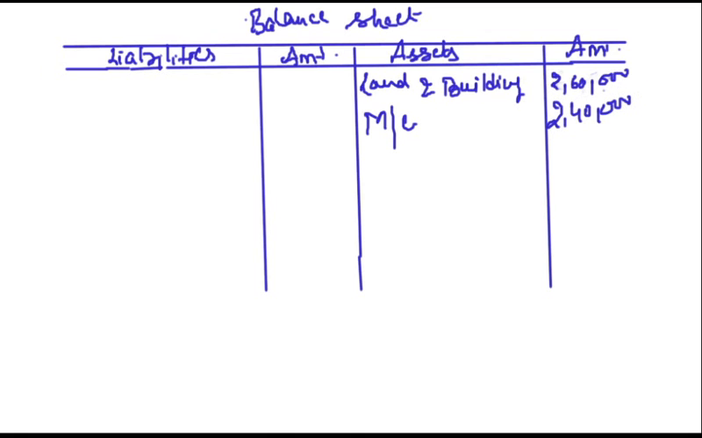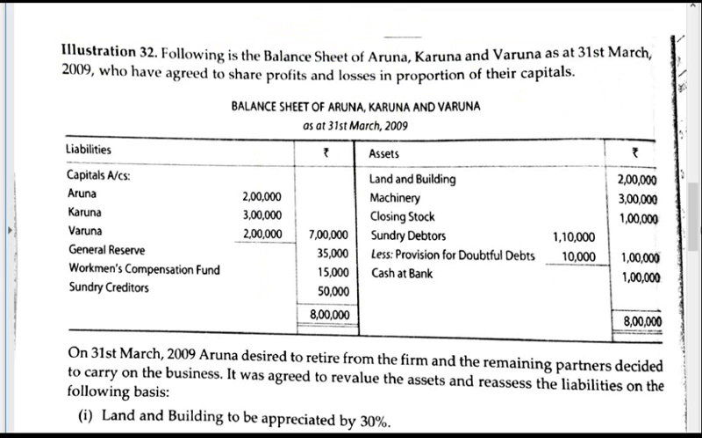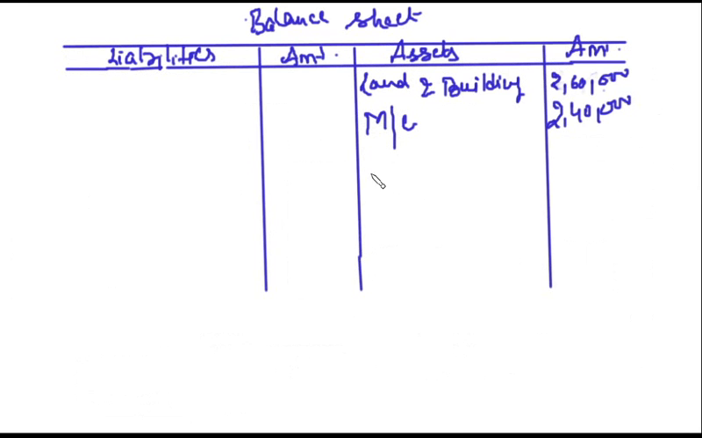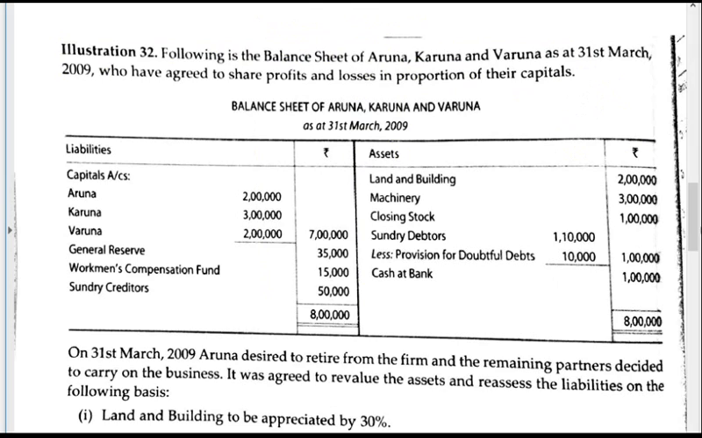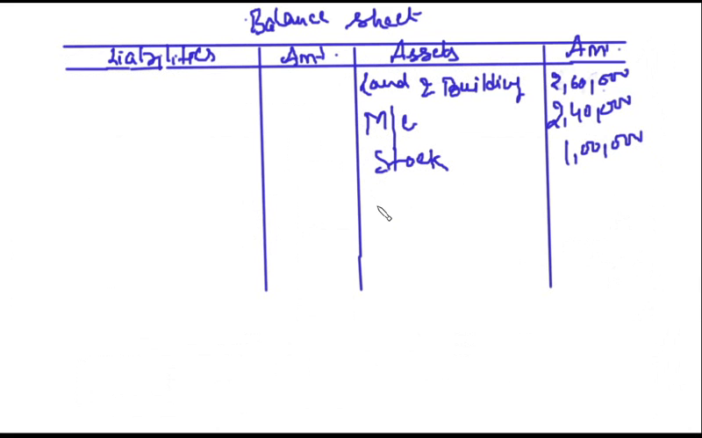Right? Then next, we have closing stock. As such, 1 lakh, no treatment done. Stock 1 lakh. Next, sundry debtors 1,10,000. Out of this, 17,000 has been bad debts. So what is the balance debtors left? 93,000. Provision has been used up, right? Bad debts has been to the amount of 17,000. So debtors will reduce by 17,000.